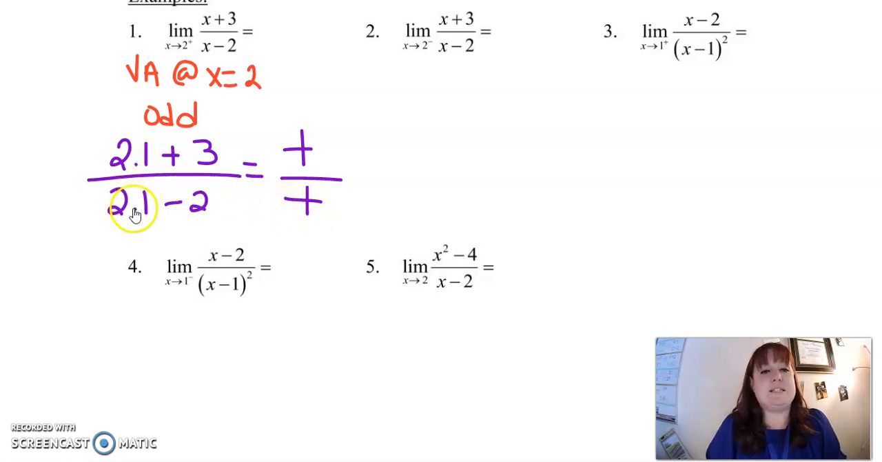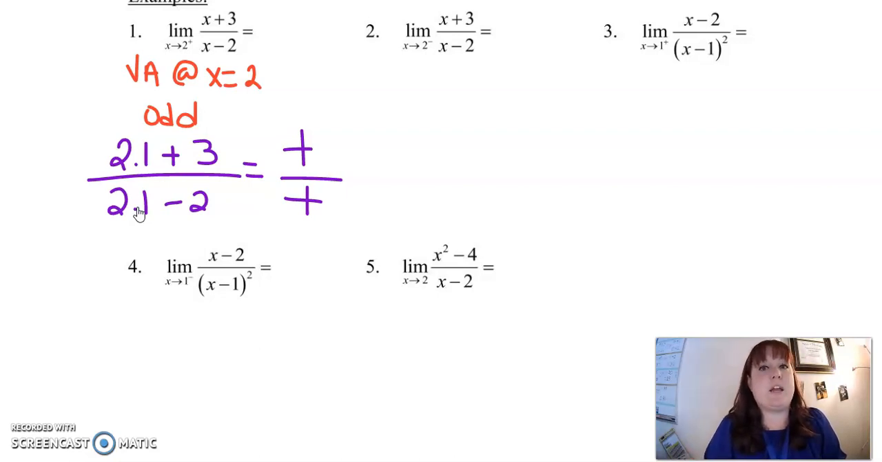So what happens as this gets really, really close to 2? Well, this number just gets close to 5, right? So we get about 5. And then what happens down here? Well, we're dividing by a really, really tiny number, right? So we're dividing by 0.1, and then by 0.01, and then by 0.00001 as we get closer and closer to 2, right?